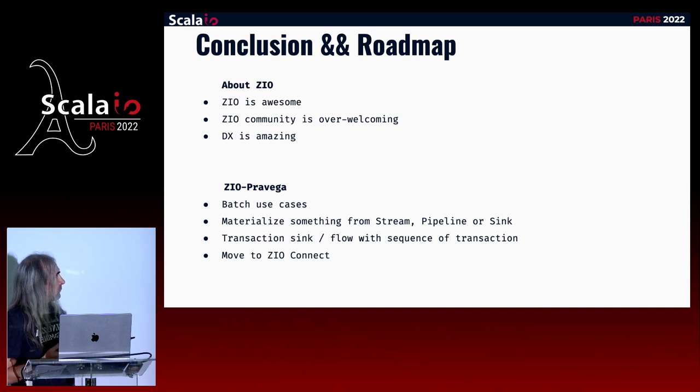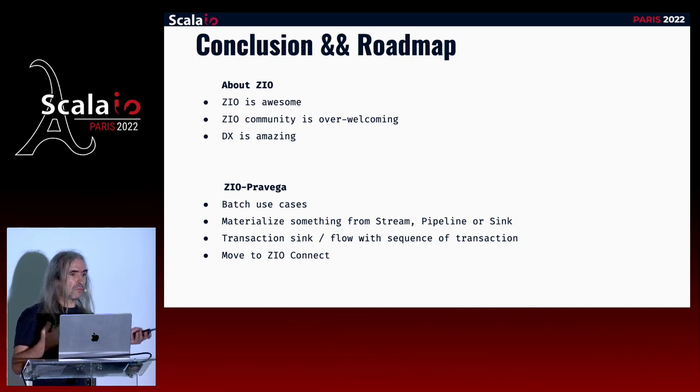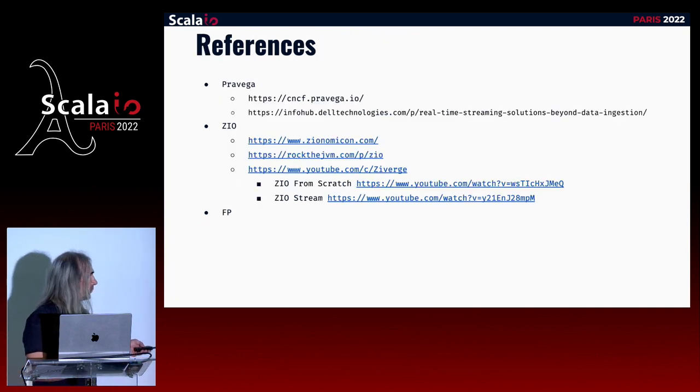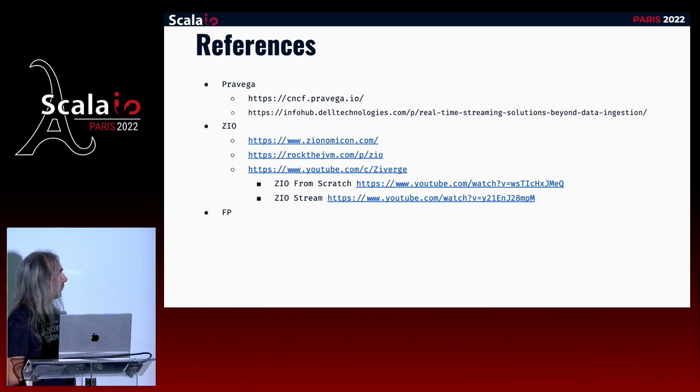What I still need to do in Pravega is find how to handle the batch use case. It's feasible, but I didn't have time to do this yet. How to materialize something from the stream. In general, you want to know something, like how many events you read. It's supported by ZIO, but I don't know how it works. Also, I want to write many more kinds of connectors. And I will try to move this to ZIO Connect, which is a community repository for connectors. Some references, documents of course, and things like that.